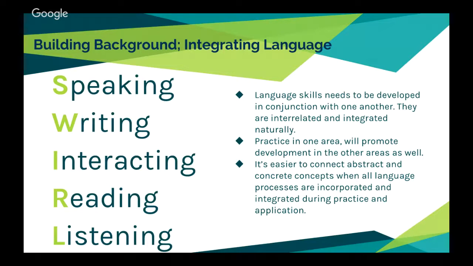So language skills need to be developed in conjunction with one another because they are interrelated and integrated naturally. Practice in one area will promote development in the other area. So how many times are we getting our students to speak first? Because once they can speak in English, then we can have them write it down on paper, right? We develop one area, it develops the others. The same thing goes for listening and reading.